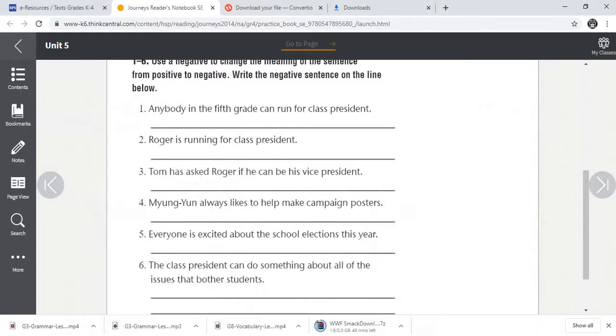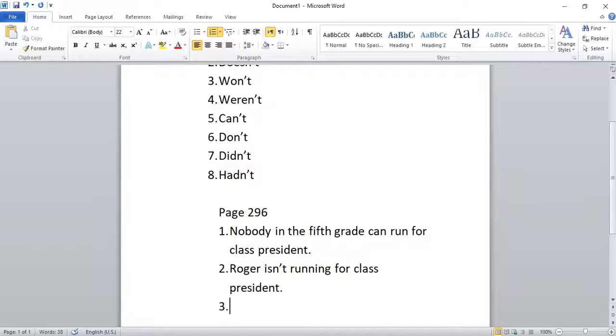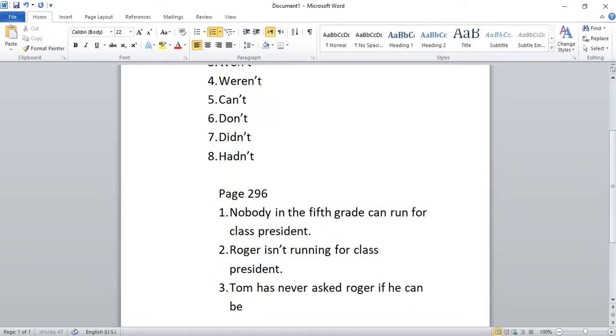Okay, number 3. Tom has asked Roger if he can be his vice president. We can say, Tom never asked Roger if he can be his vice president. Okay? Or Tom hasn't asked Roger if he can be his vice president. Say, Tom has never asked Roger if he can be his vice president.